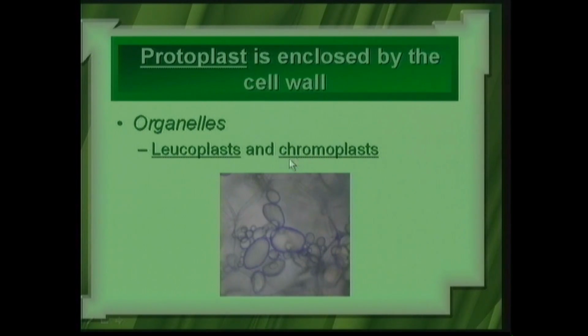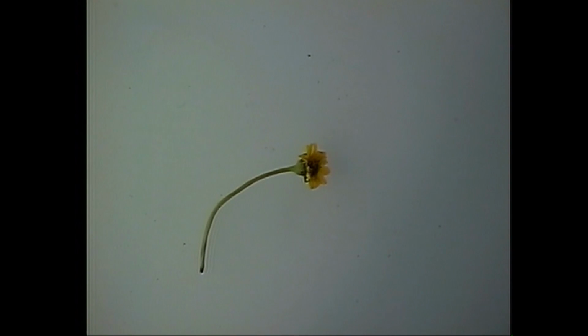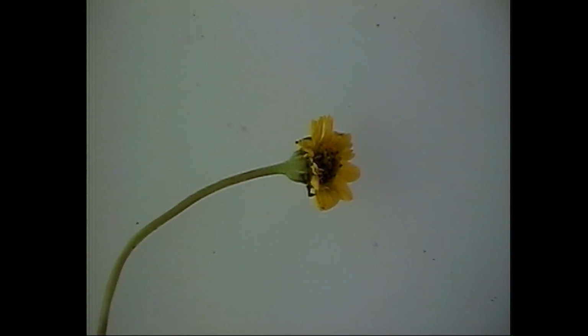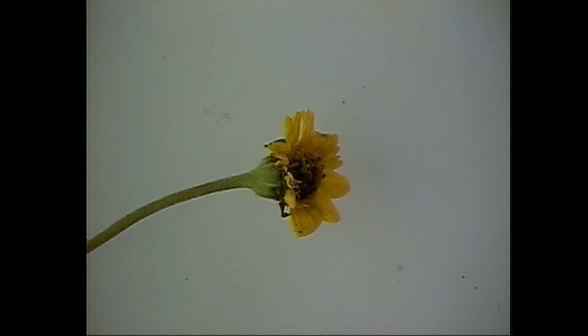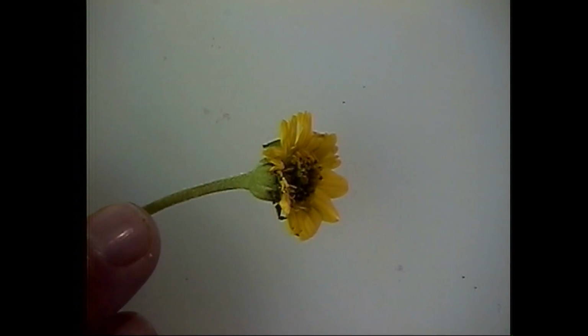Another kind of plastid is called a chromoplast. A chromoplast is a plastid that will account for something like this. Here we have a little example of Wedelia trilobata. And you can see here, it looks like a flower, doesn't it?